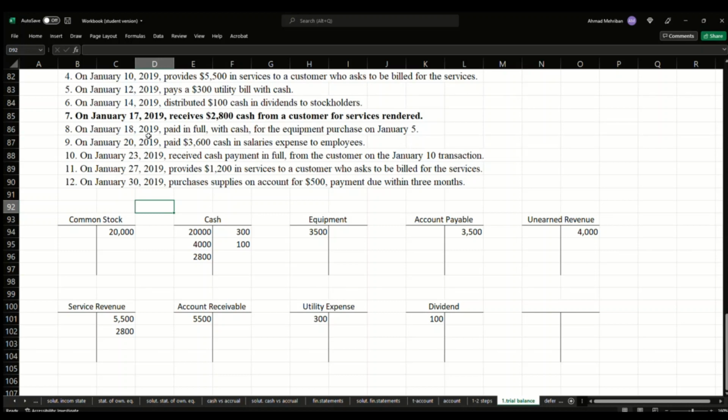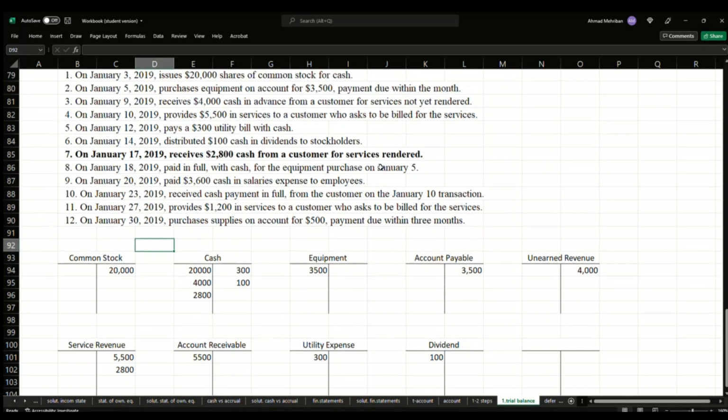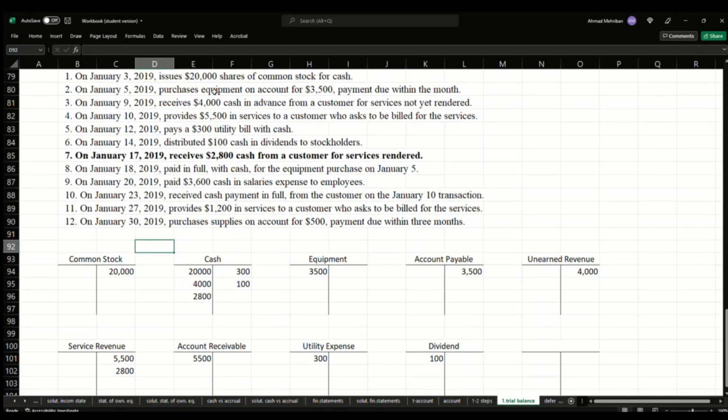Now, on January 18, paid in full with cash for the equipment purchased on January 5. On January 5, we purchased $3,500 worth of equipment. If you remember, we recorded an accounts payable because we owed for it. And now on January 18, we paid in full with cash. Paying in full in cash means 3,500 is out. And we have to close our liability by entering on the debit side accounts payable.